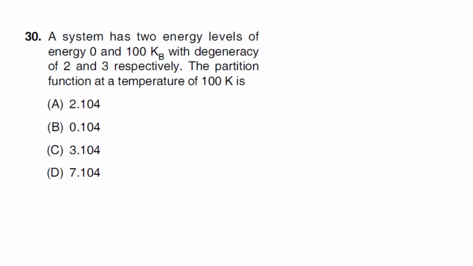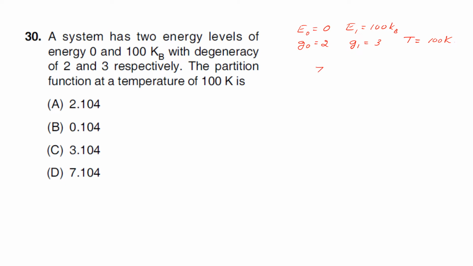A system has two energy levels of energy 0 and 100 kB with degeneracy 2 and 3 respectively. The partition function at a temperature of 100 Kelvin is asked. Given that the value of E0 is 0 and E1 is 100 into kB, where kB is Boltzmann constant. Then degeneracy of the two states, g0 is 2 and g1 is 3. Then temperature is given, that is 100 Kelvin. Now we have to find the partition function.